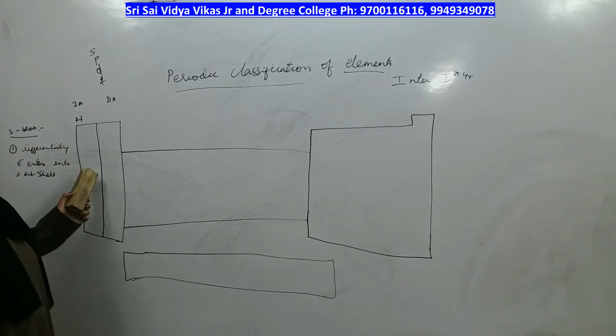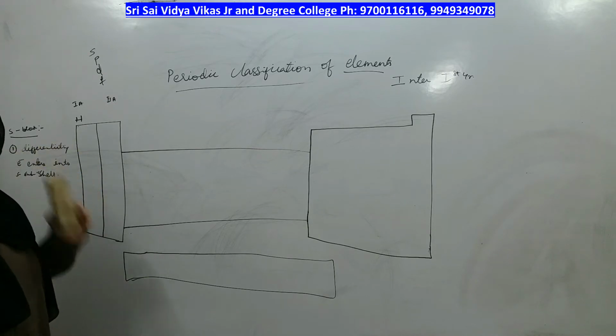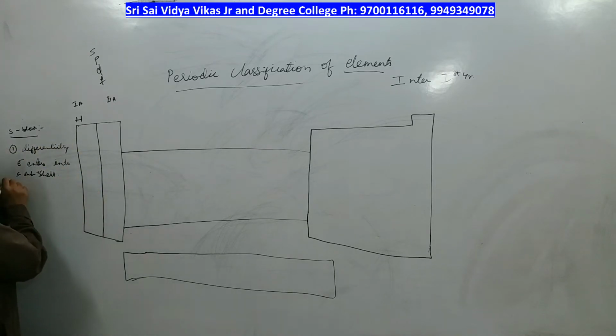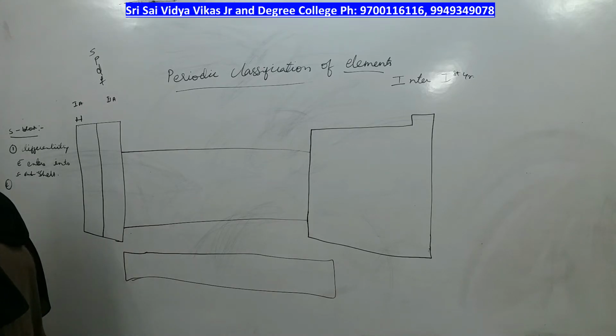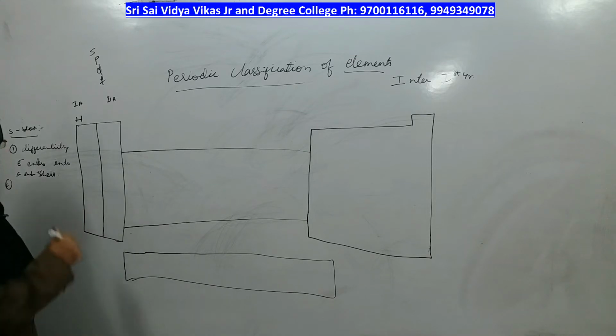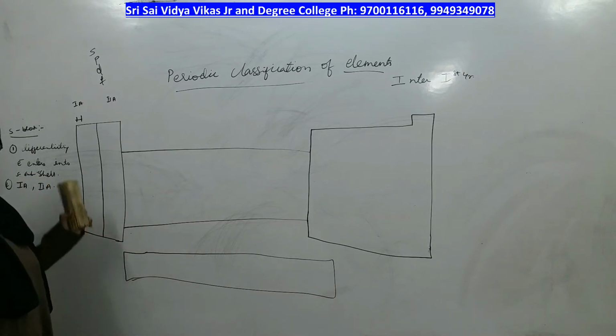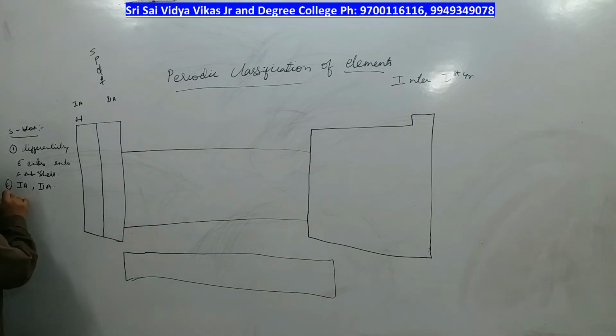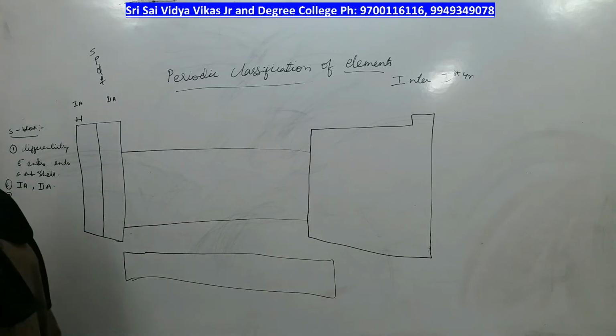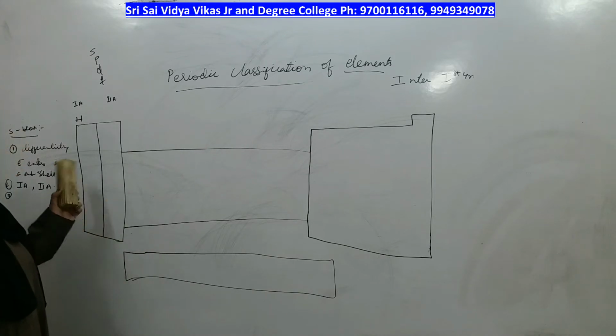Now, which groups are present in that block? The second point should be this: first A group and second A group elements are present in s block elements. Now, the next point should be the general electronic configuration of this block.